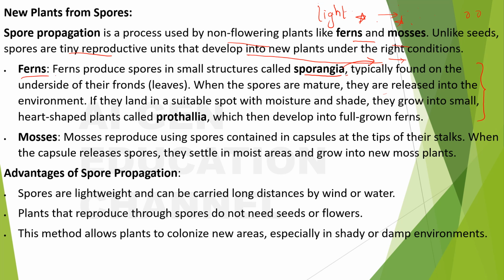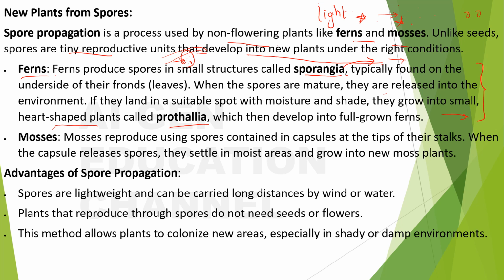These ferns will develop spores in sporangia, which will be on the underside of their fronds. And when the spores are released, and if they fall in suitable conditions, they develop into heart-shaped plants called prothalia, which eventually develop into full-grown ferns.